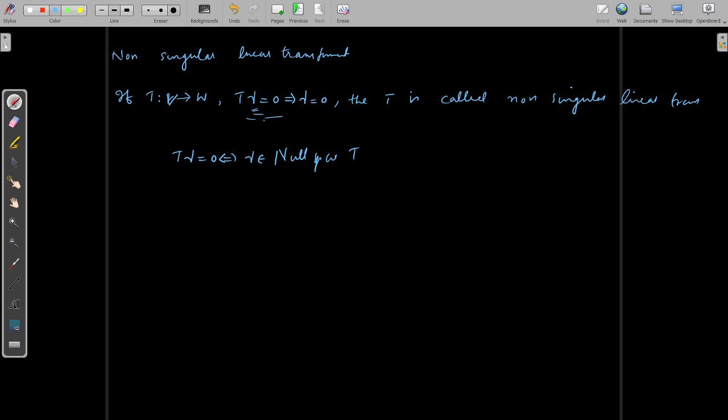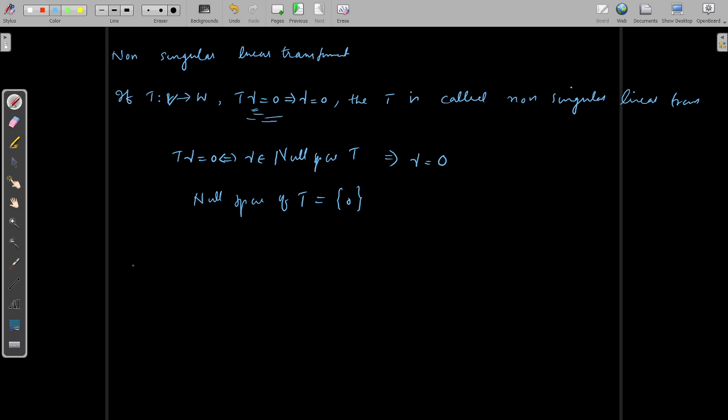Then this statement implies that gamma belongs to the null space of T, which implies gamma is equal to 0. That means the null space of T is the singleton set {0}. That is the meaning of this. So whenever the null space of T is equal to the singleton set {0}, we can say that the corresponding T is a non-singular linear transformation. So in the case of linear transformations, non-singularity and one-oneness are equivalent.